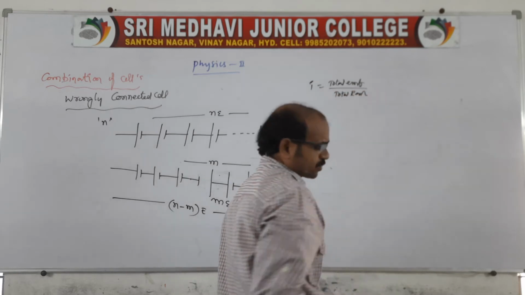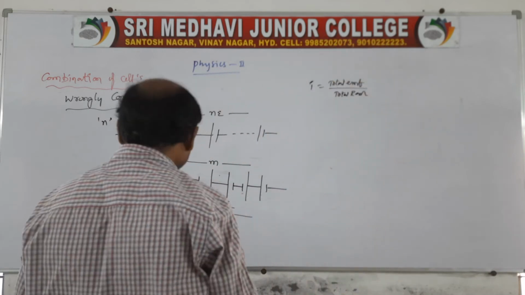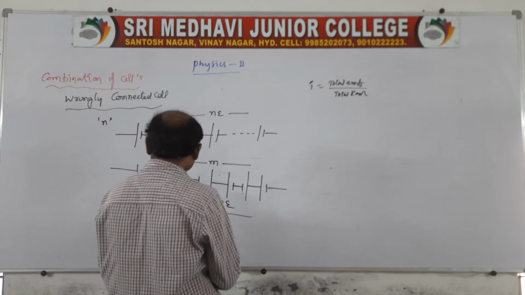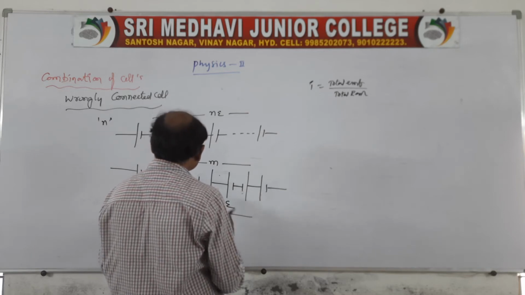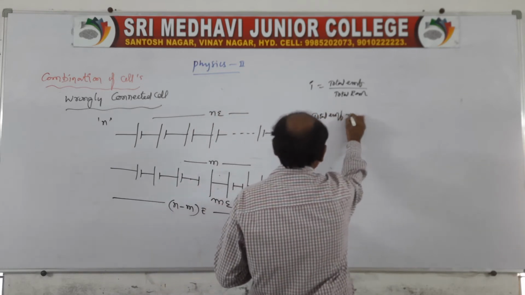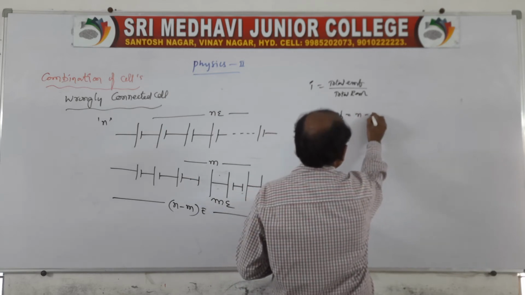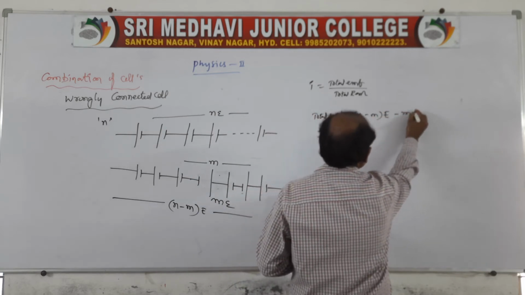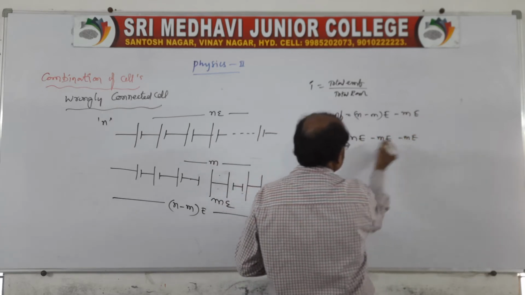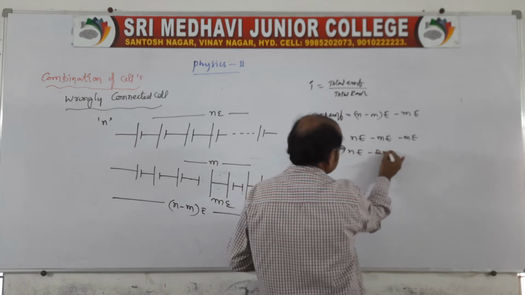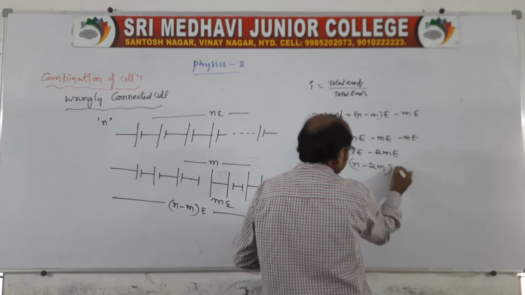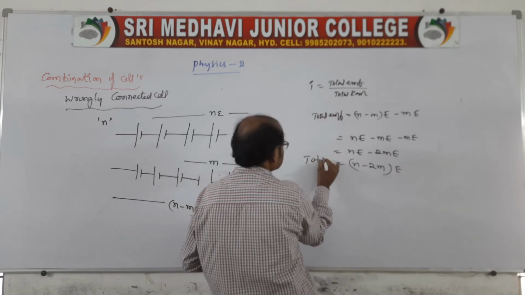What will be the total EMF? The effective EMF, or the total EMF, will be (n minus m) into E minus mE. So it is nE minus mE minus mE, that is nE minus 2mE. From this you take E common. This will be the total EMF.